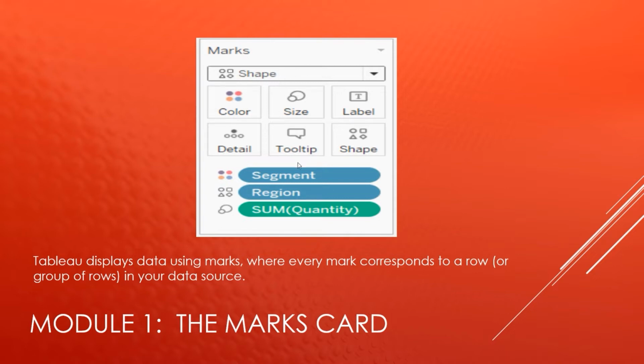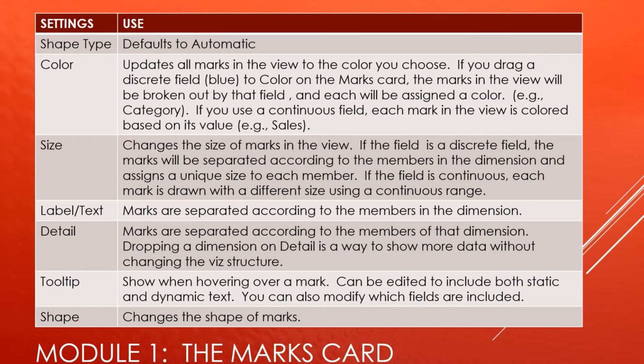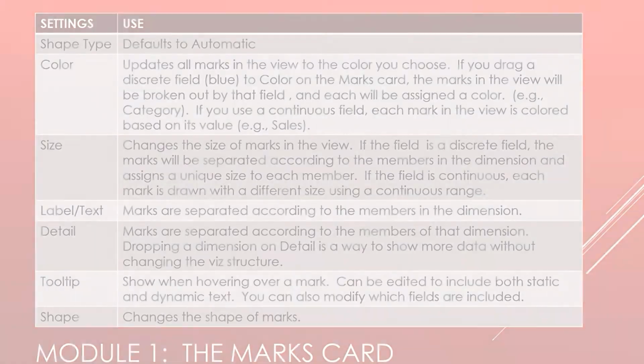In this particular screenshot, they're using a field called segment, and that's a color range on the visualization. The region has the shape on the visualization, and the size of the marks on the visualization is represented by the sum of the quantity. That's what it's showing in this example. I have a more detailed table here of the settings for the marks card for your future reference.